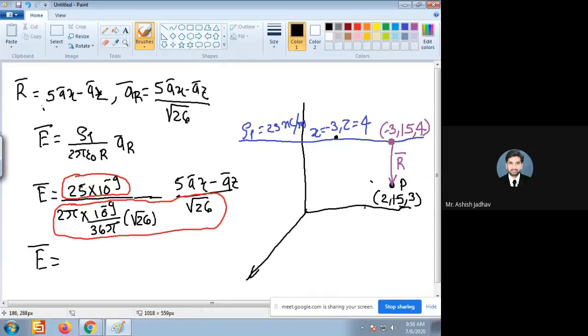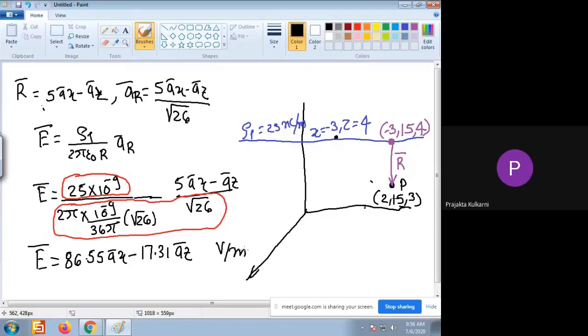I will write the answer for verification. It is 86.55 a bar x minus 17.31 a bar z, right? So the unit is volts per meter.